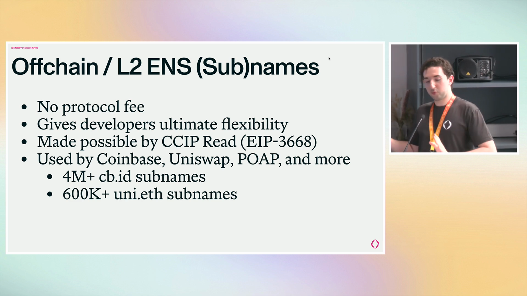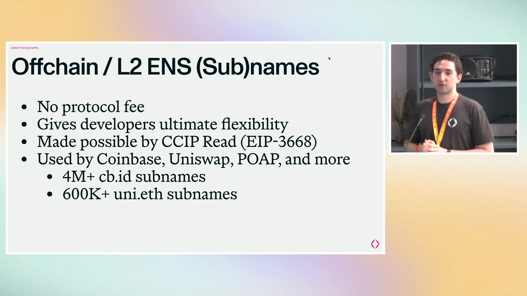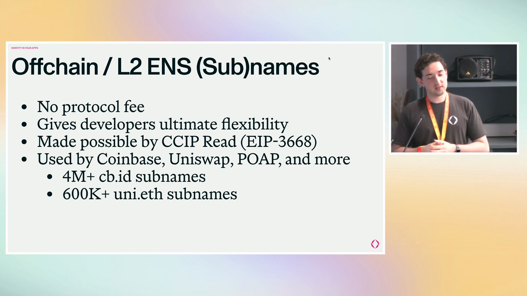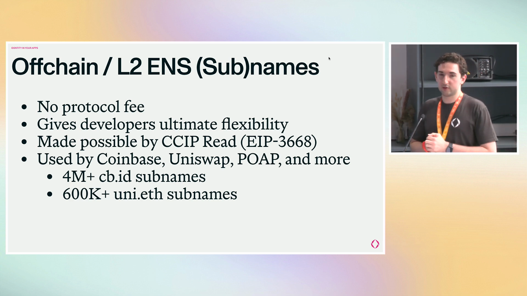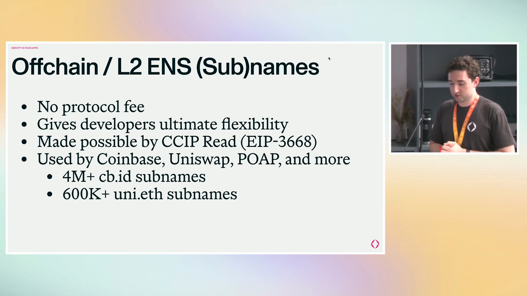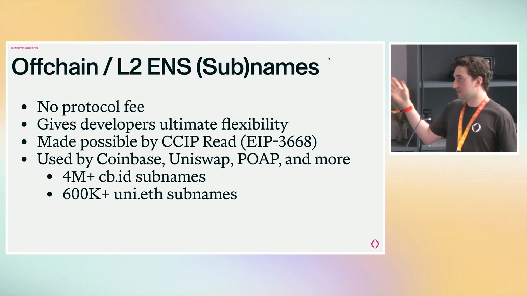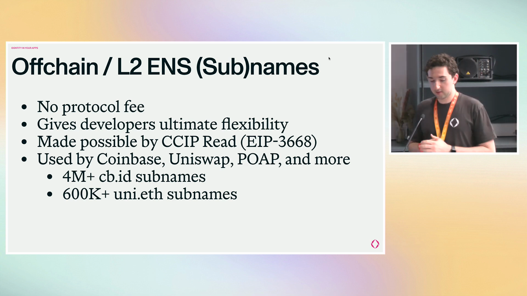So this will get into more how it works. But again, in these off-chain or layer 2 names, it's just a flexible way of issuing names that, again, have no protocol fee, gives developers infinite flexibility into how they want to issue these different names, and again, issue basically identity to their users across their apps. And it is powered by CCIP Read or EIP 3668, which I have another slide on in a bit.